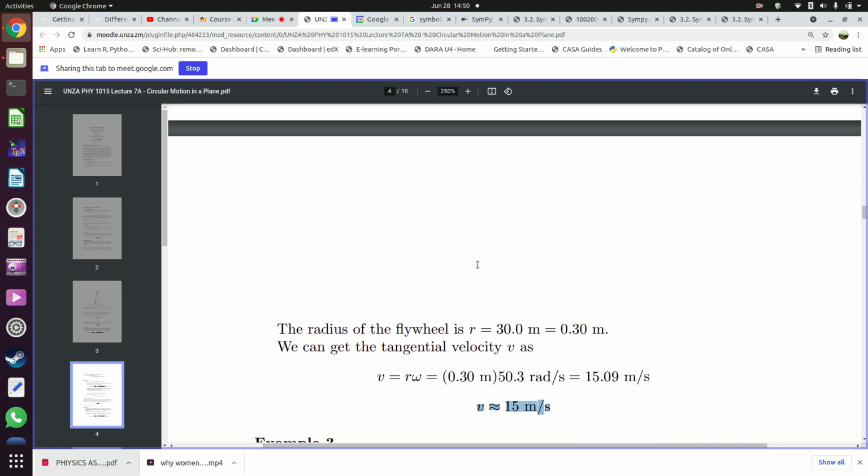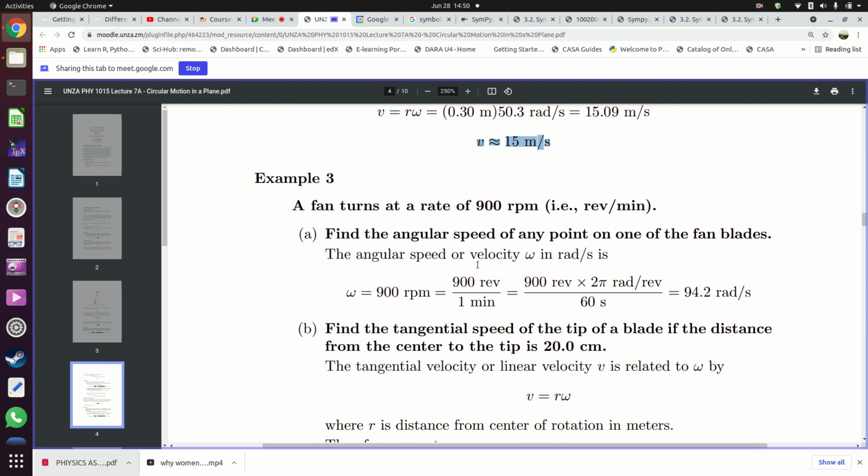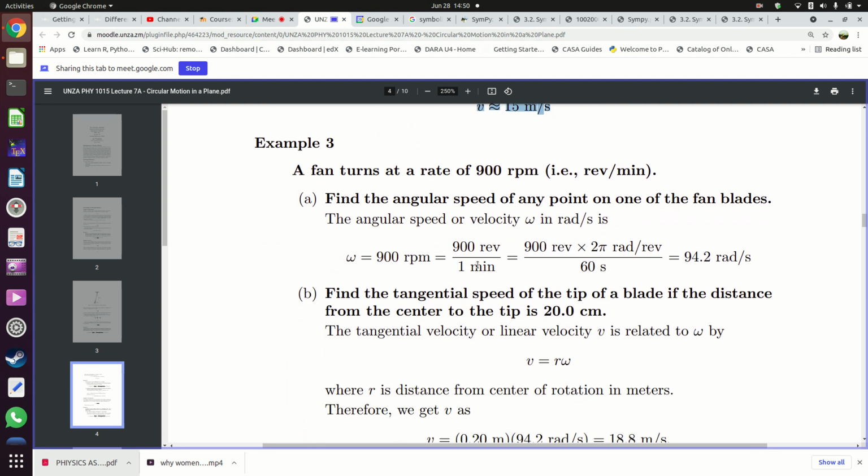Any questions? All right. Again, a similar thing. Example number 3: a fan turns at a rate of 900 revolutions per minute. Find the angular speed of any point on the blade. So the angular speed, or the angular velocity. So basically, we are talking about omega.